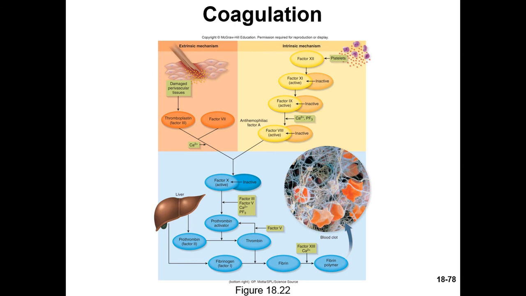Intrinsically, you get the same result, but you start off with the platelets releasing factor 12, then they activate 11, then 9, then you have your calcium, your PF3 factor. Now, when we look at hemophiliacs, factors A, B, C, or the clotting factors are missing, and that causes the free bleeding to take place.